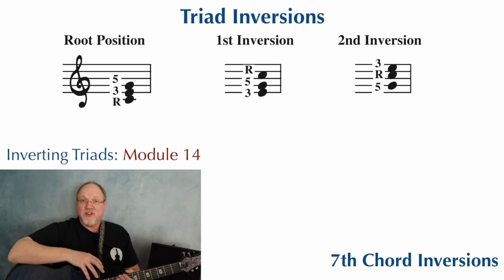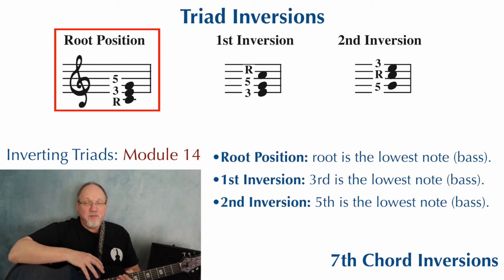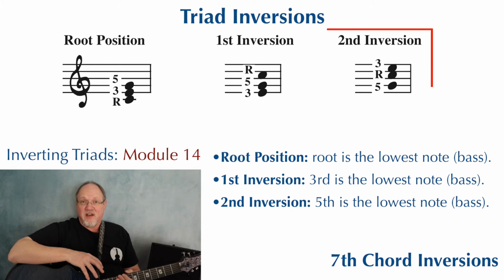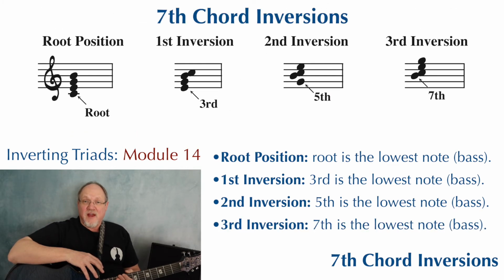You learned how to invert triads in Module 14. For triads, you have your root position with the root in the bass, your first inversion where your third is in the bass, and your second inversion where the fifth is in the bass. Because the 7th chord has one more note, the 7th chord has one more inversion, the third inversion. So let's take a look at these different inversions.